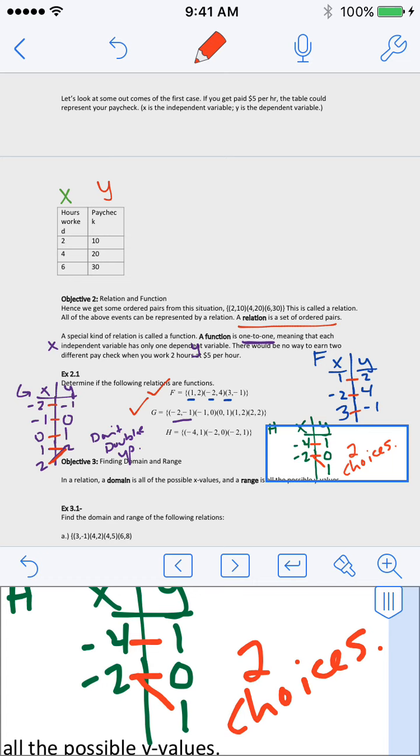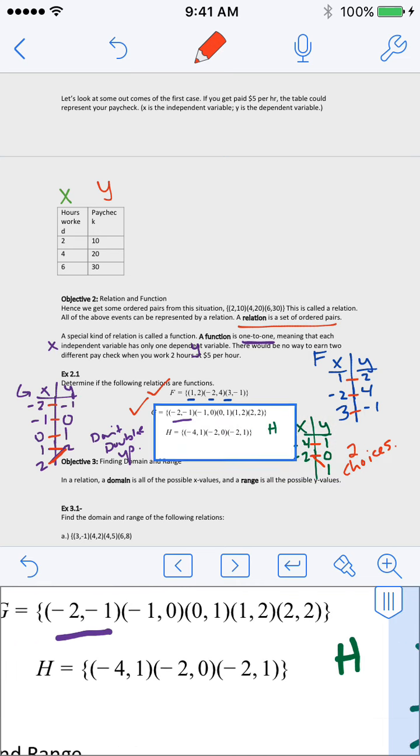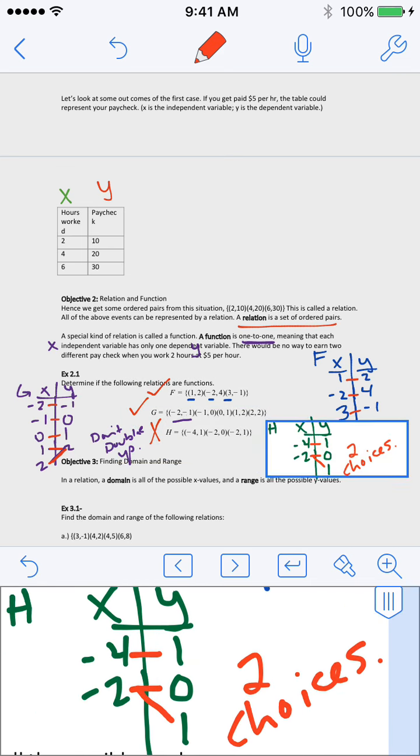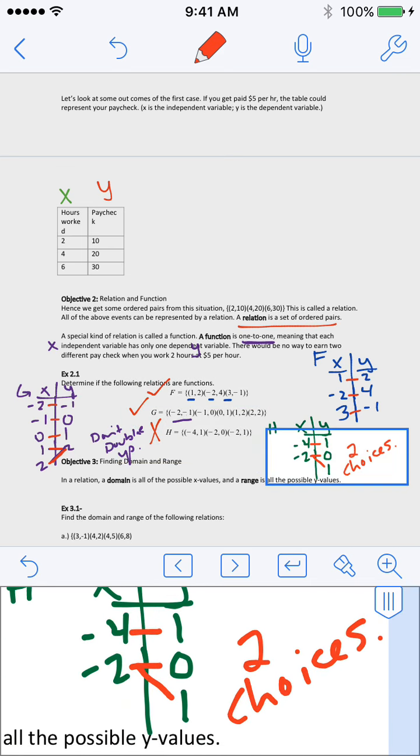Think of it this way. If you told a computer to spit out the answer to -2 and it had 2 choices, the computer would break down. That's why these functions are so important. So we can't have multiple choices. That's the reason we don't want them. So this is not a function. Not a function. All right. If you have any questions at all, please pause now, and then we'll return in just a sec.